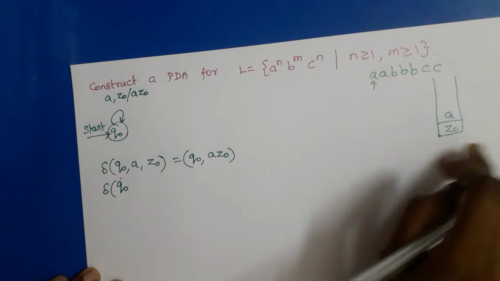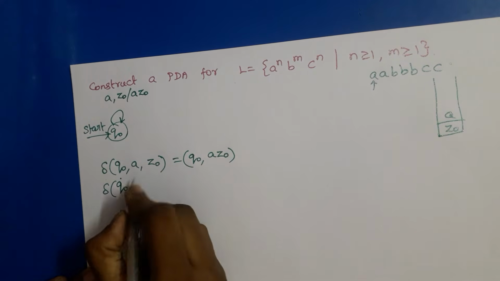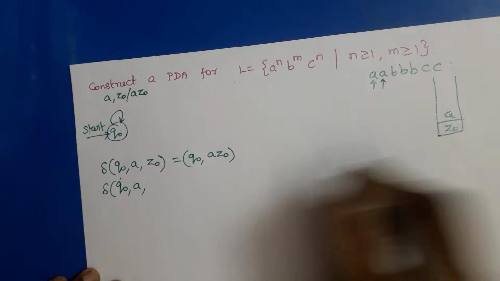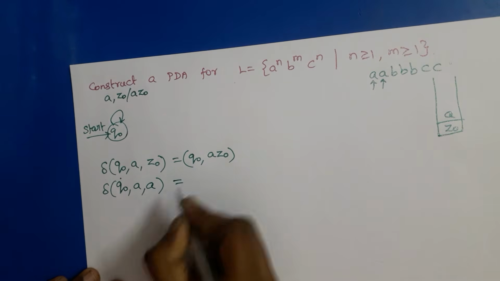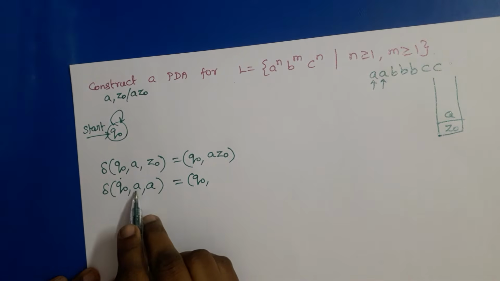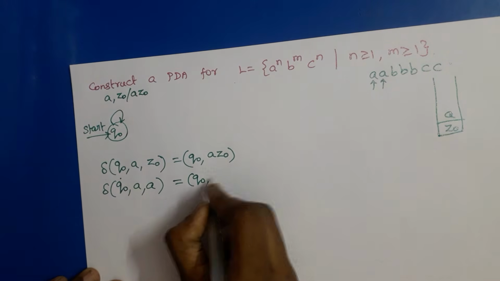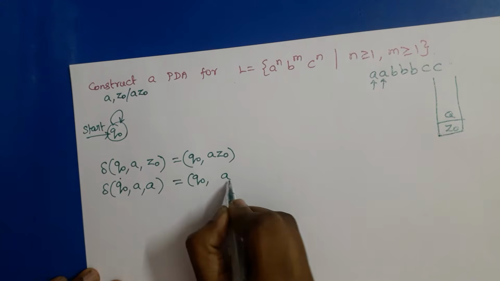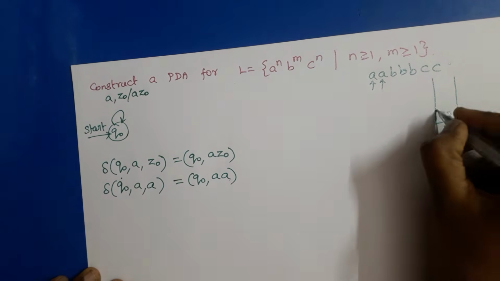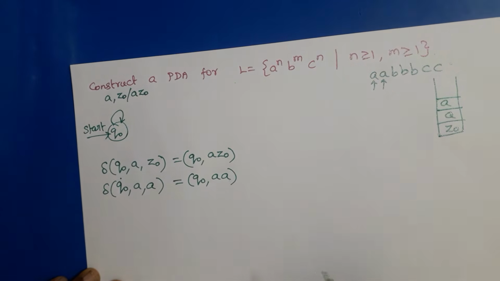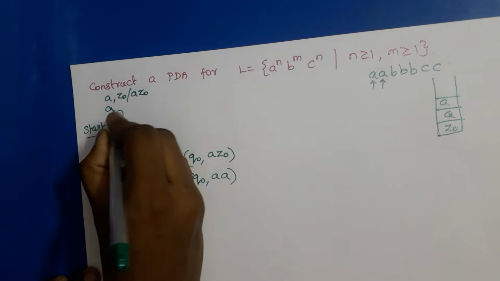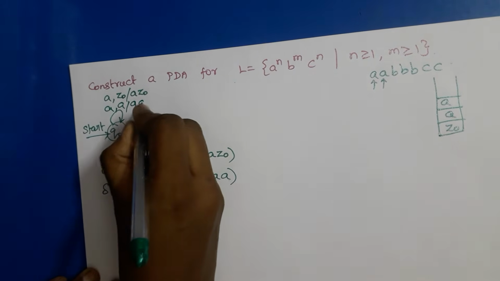Then we have to repeatedly push other A's. So Q0, the next input symbol is A, and the top of the stack is also A. So we should remain in the same state Q0, and this A is also pushed onto the stack. So this A is replaced by A A, another A is pushed onto the stack. So Q0 to Q0, A comma A slash AA.